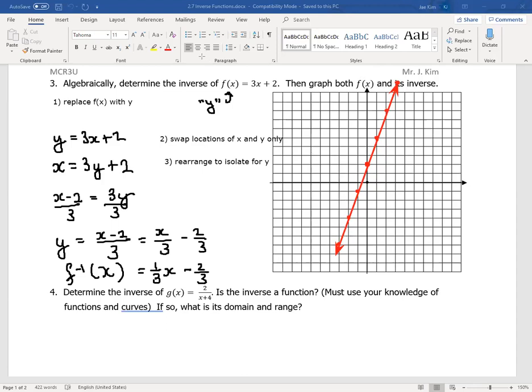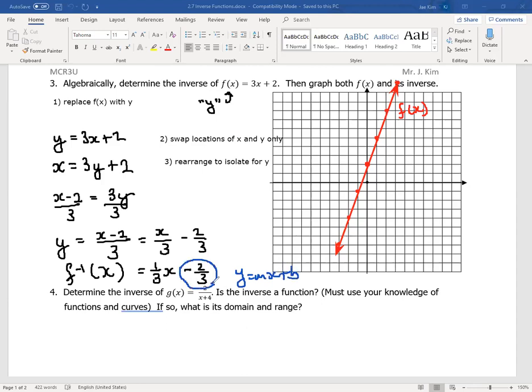Okay. So far, so good? Okay, questions? Now we're going to go about drawing the inverse function. You can do this two ways. If you want to reflect this on the y equals x line, you can. Or if you remember that this is y equals mx plus b, we can do that.